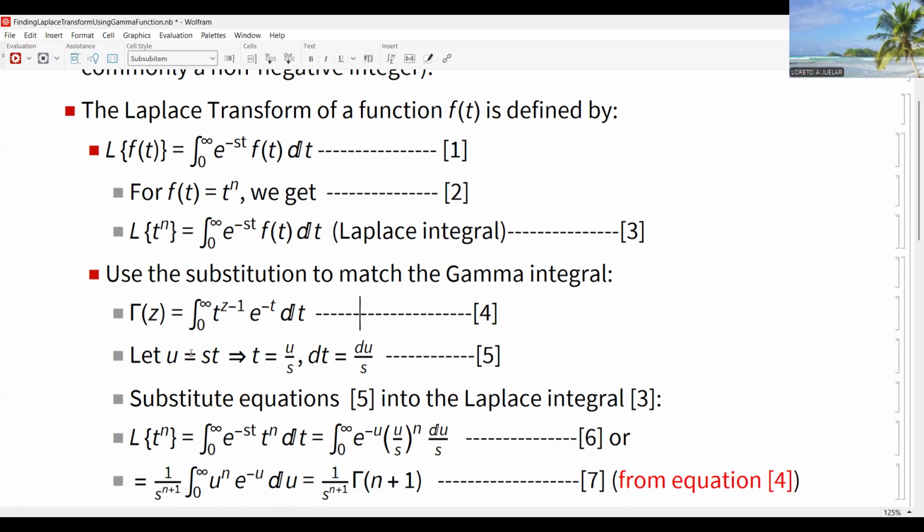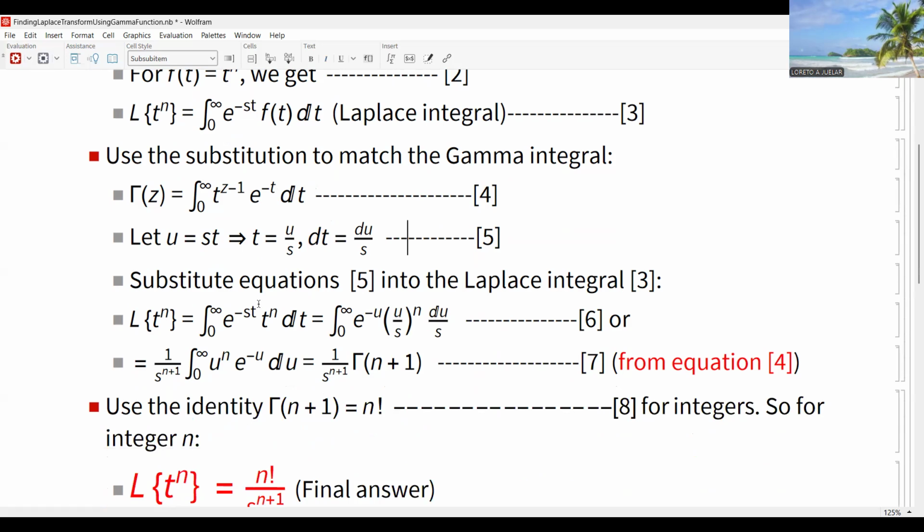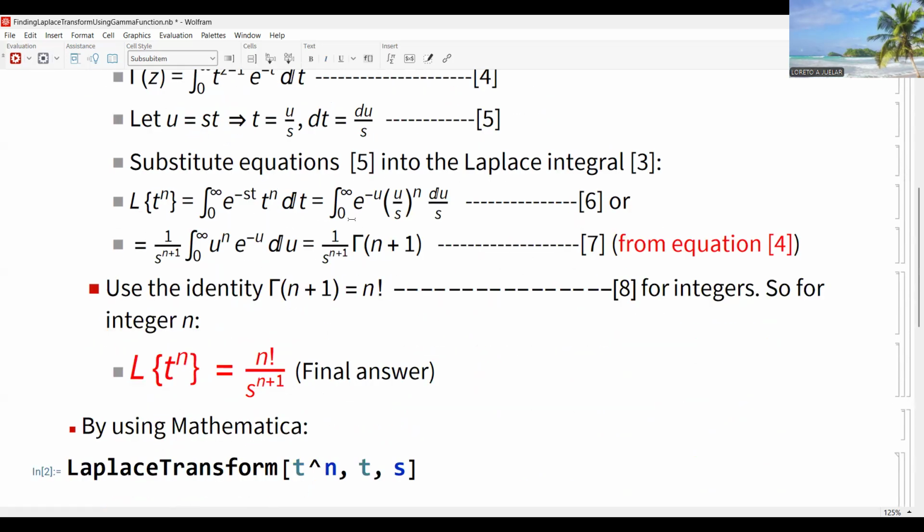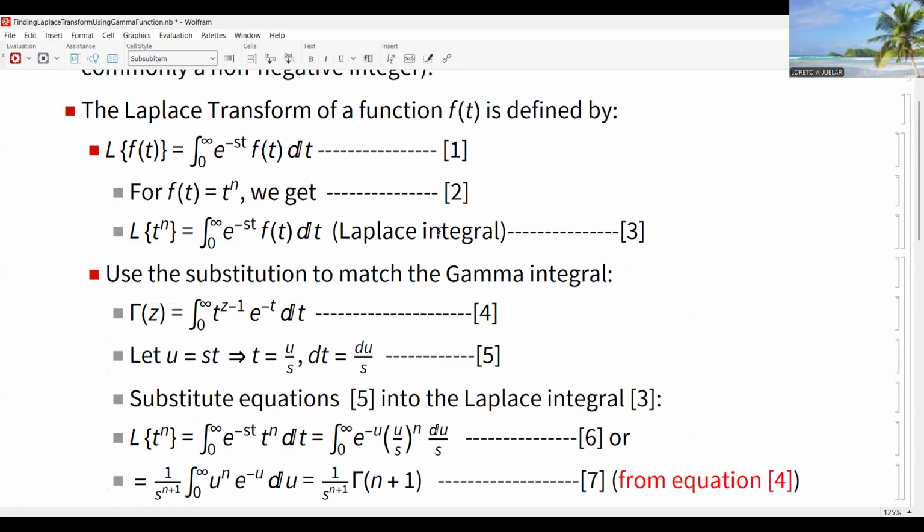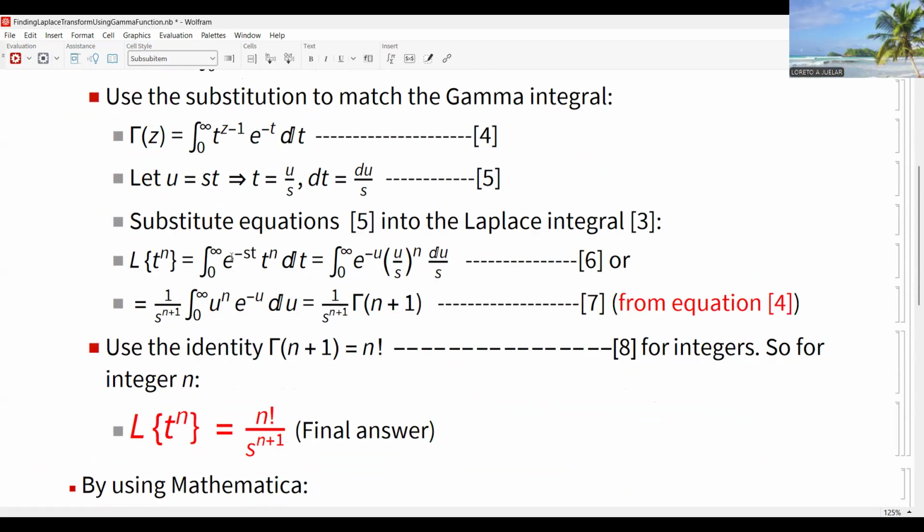Our equation number 5 is a substitution: let u equal st, so t equals u over s. Then the differential dt is equal to the differential du over s. So this is our equation 5. We are going to substitute equation 5 into the Laplace integral 3. This is our Laplace integral, and by substitution of equation 5 into equation 3, we have this.